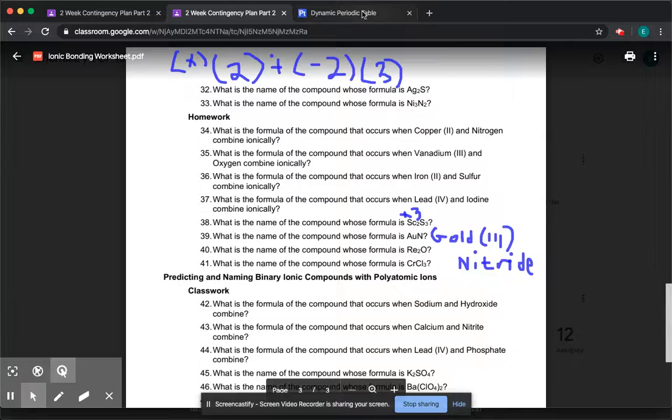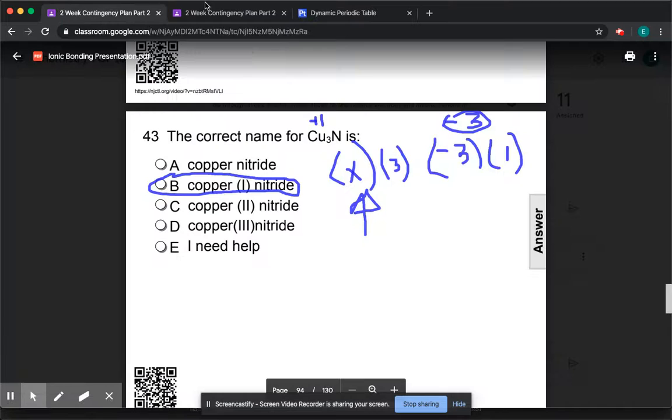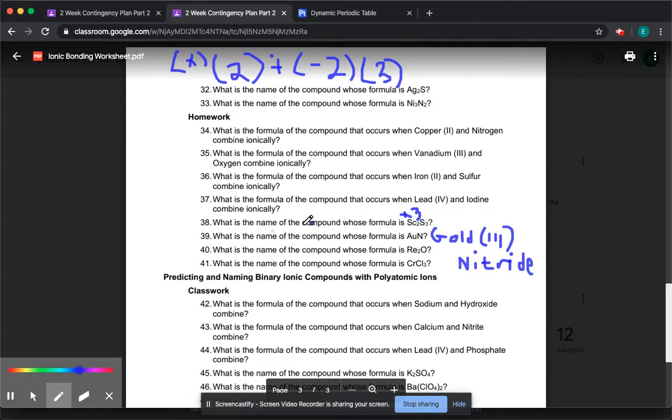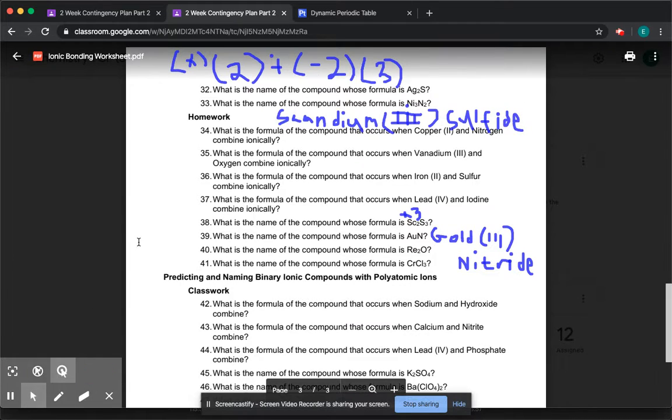Okay. Sc is scandium. So let me make sure I spell that right. For number 38, I'm going to write it here for the sake of space. It would be scandium 3 sulfide. And that's it for the examples for the transition metals.